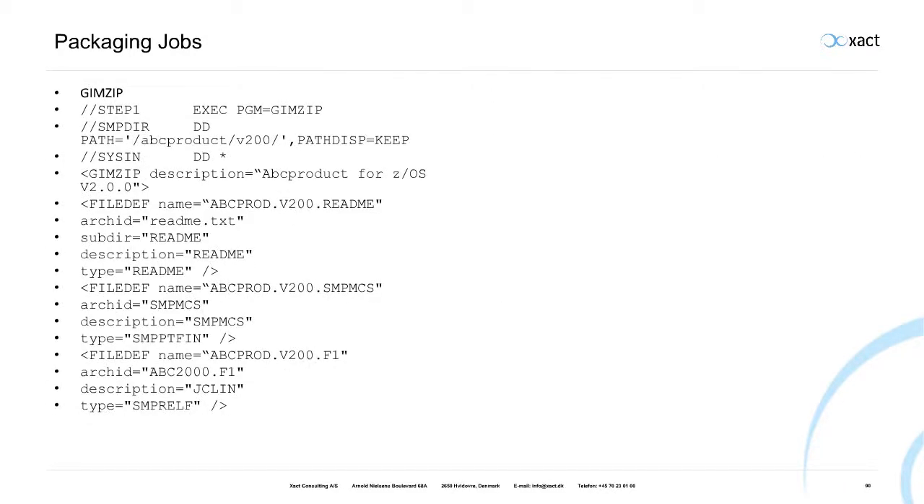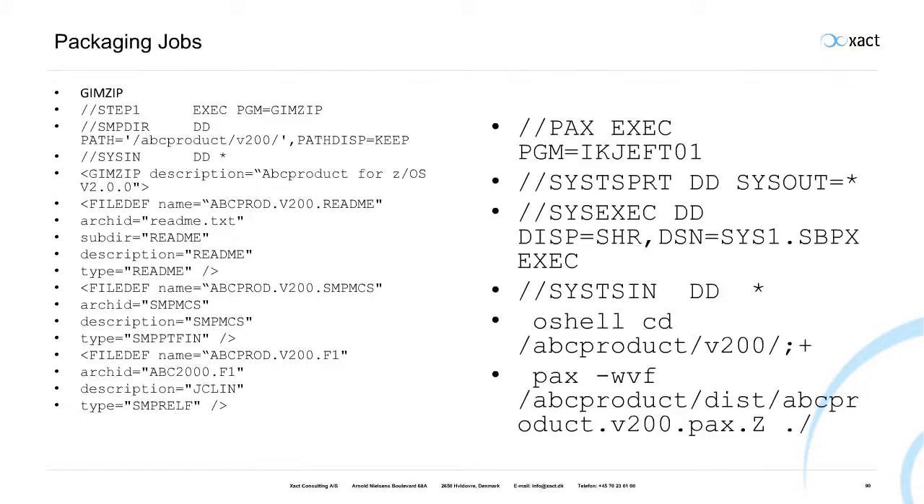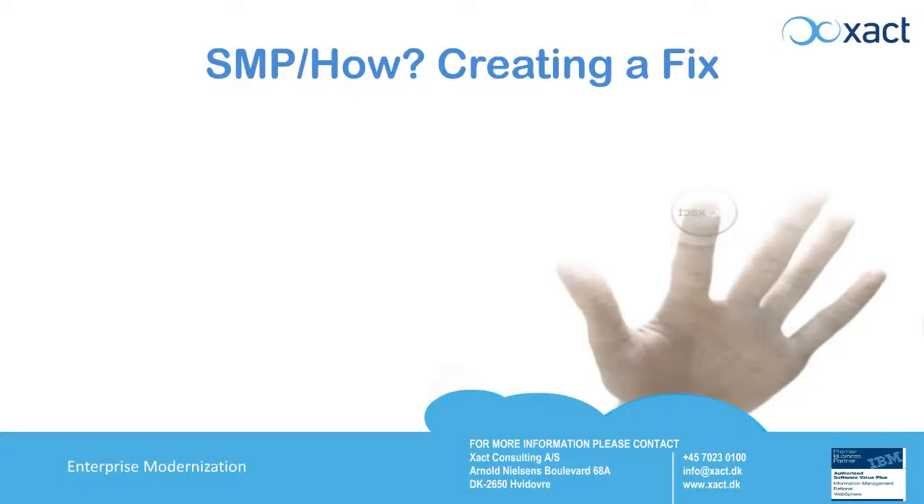The fourth job uses the zip utility called GIMZIP. It zips each rel file individually, and also the SMP MCS file, to zip files. It adds some metadata used by the installation jobs. The fifth job uses the Unix pax utility to compress all the zip files from the previous job together into one pax file. A fix is created in a similar way.